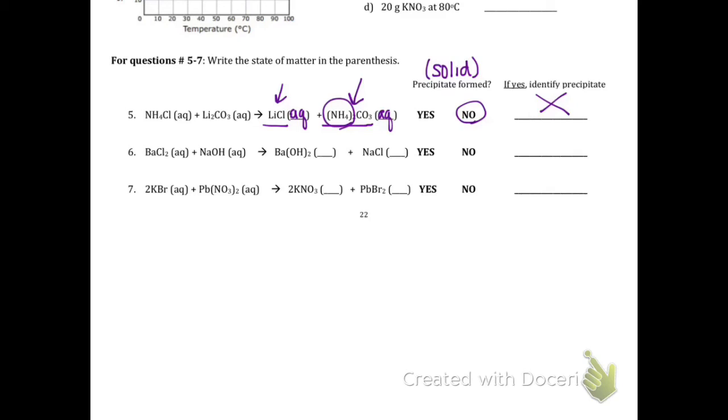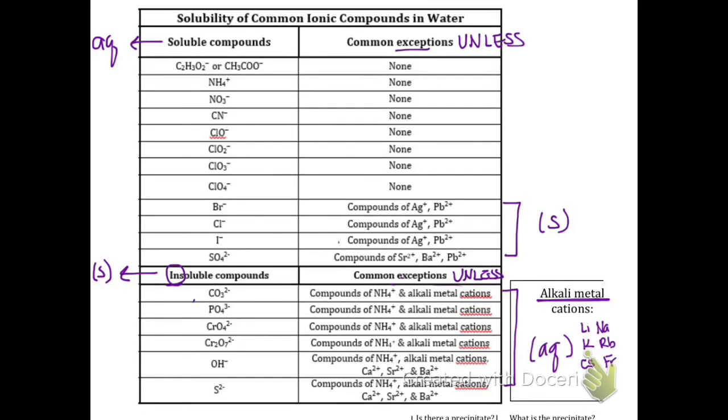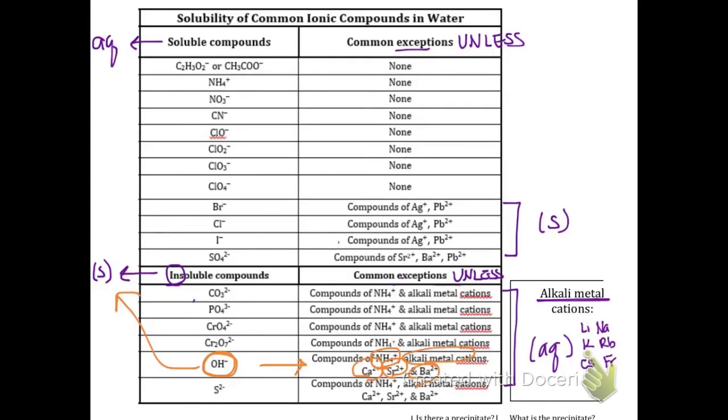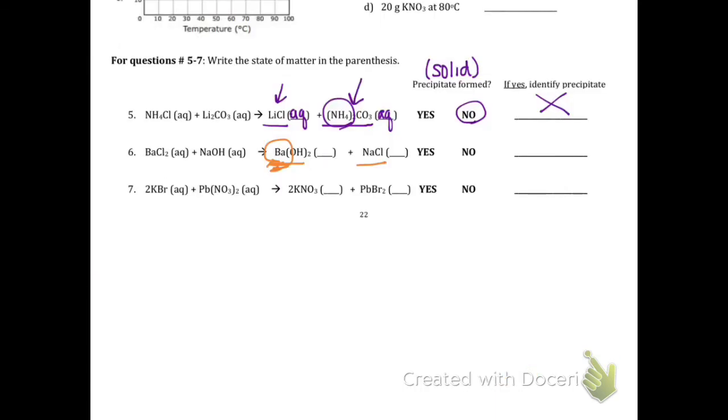Okay, next you have BaOH, barium hydroxide, and NaCl, sodium chloride. So let's look for that OH. OH is right here on our chart. OH is always a solid unless it's attached to one of these. So you're going to look for NH4, an alkali metal, a calcium, strontium, or a barium. So you're going to look. It's attached to a barium here. This barium is an exception. It's right here. So it turns it opposite. So that means it's going to be aqueous, right? So we're going to go over here and we're going to put an AQ because it is aqueous.